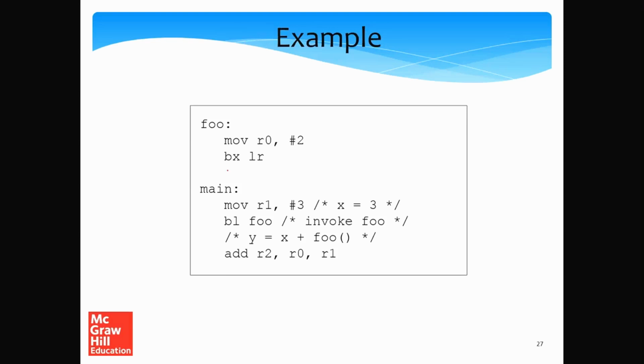So let's consider the same program with the BX instruction. We have the first instruction, move R1, #3, which sets X to 3. We call the foo function using the BL instruction, branch and link. So in the LR register, the return address gets saved. We move 2 to R0, and instead of moving the contents of LR to PC, this is the new instruction, BX LR. And in this case, we branch to the address that is contained inside LR, which is the address of the next instruction after the function call.